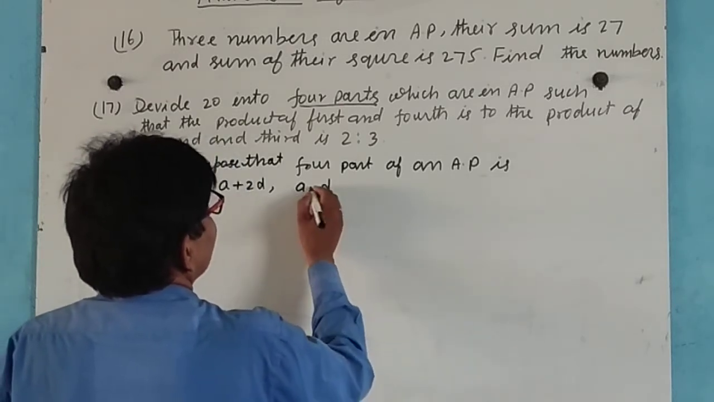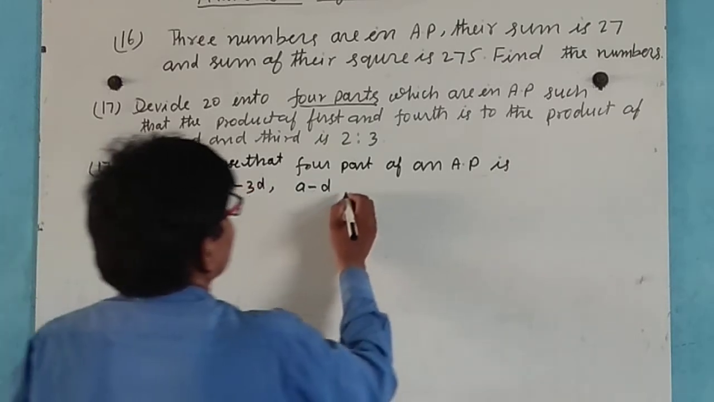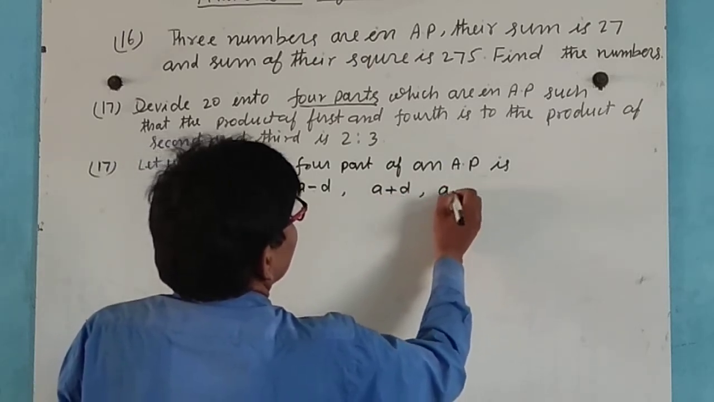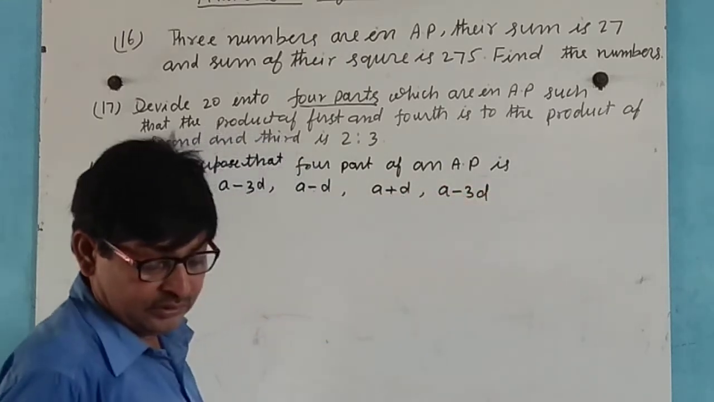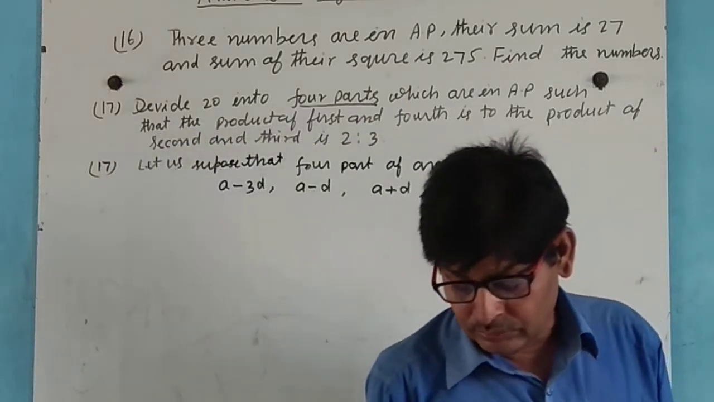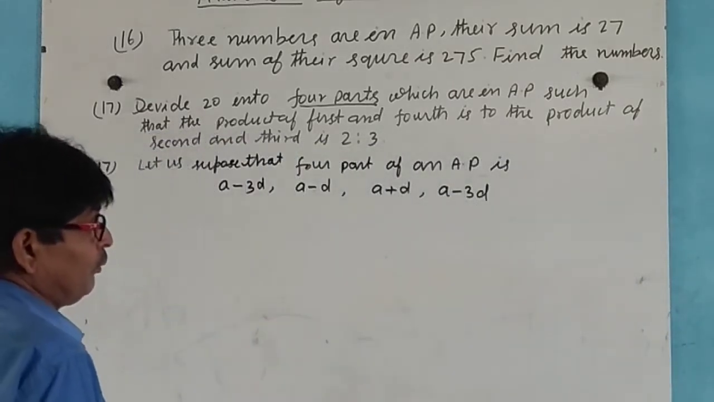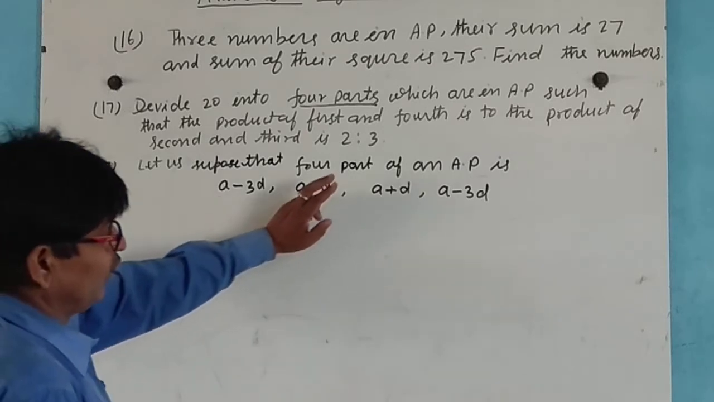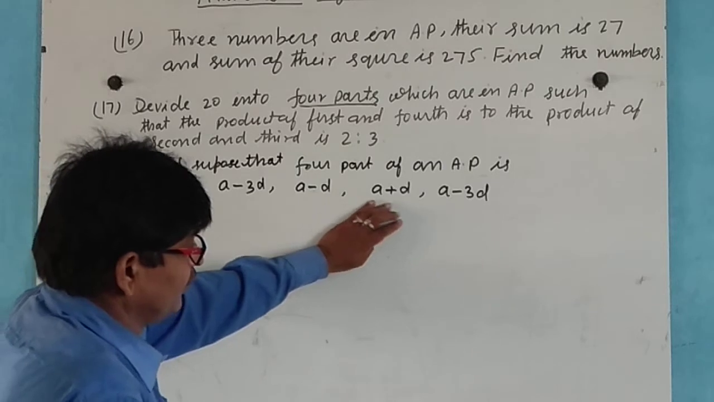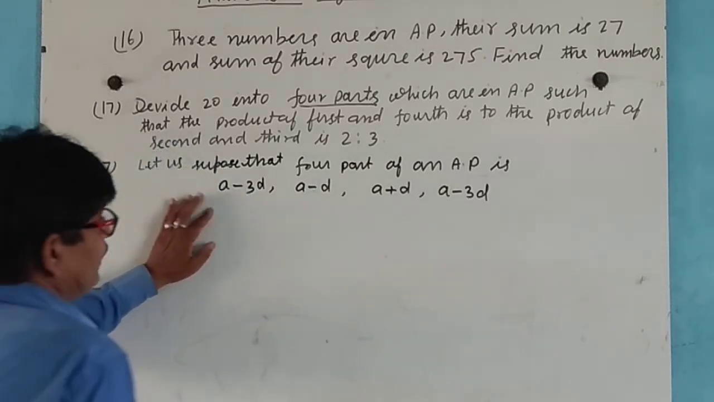Here A minus D, A minus 3D, A plus D and A minus 3D. We assume the even part of this 4 is even, so that A minus 3D, A minus D, A plus D and A plus 3D. Let us suppose that 4 part of an AP is itana.